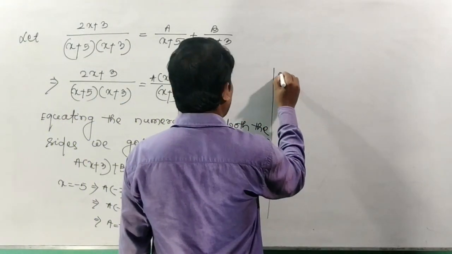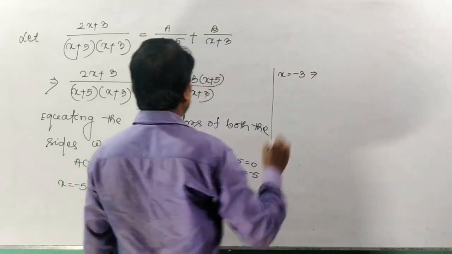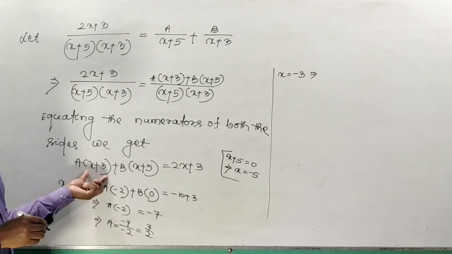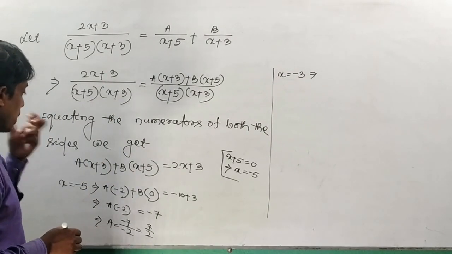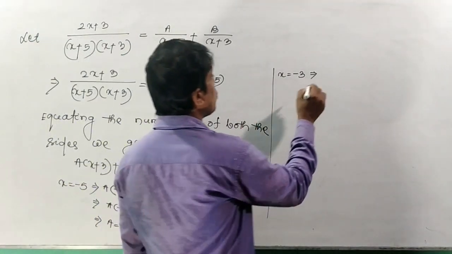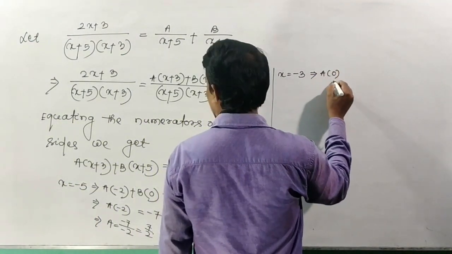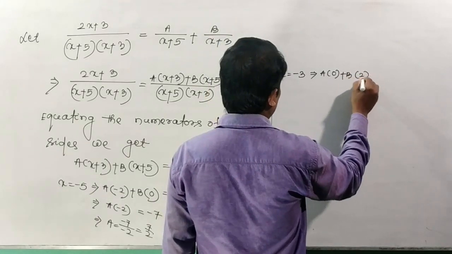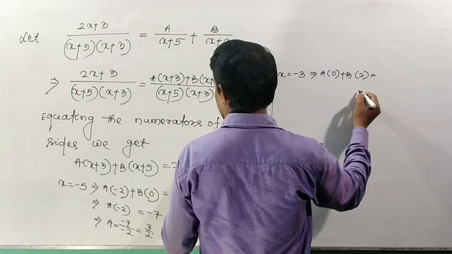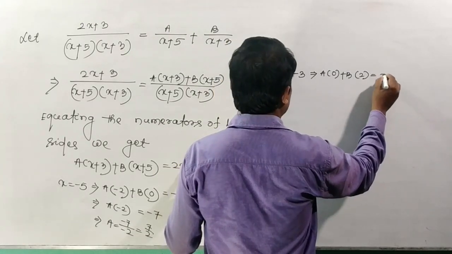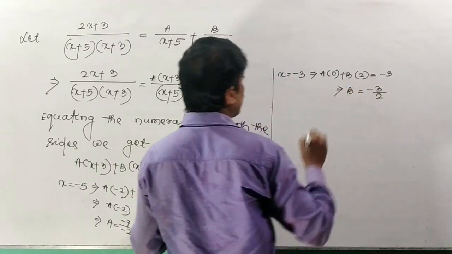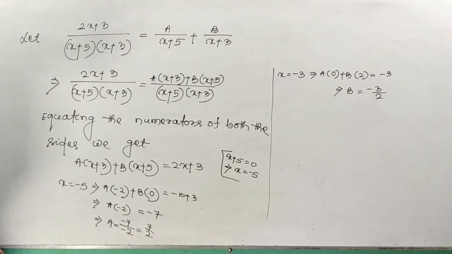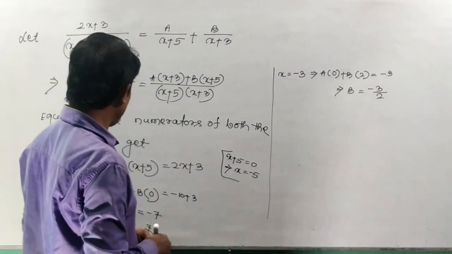So what is the value of a? This is your 7 by 2. Then putting x equal to minus 3. Equating this term equal to 0, x will be minus 3. So putting x equal to minus 3 in this expression, we get a into 0 plus b into 2 is equal to minus 6 plus 3, which is minus 3. So that implies b is minus 3 by 2. Okay, what is b? b is minus 3 by 2. This is the method of elimination.